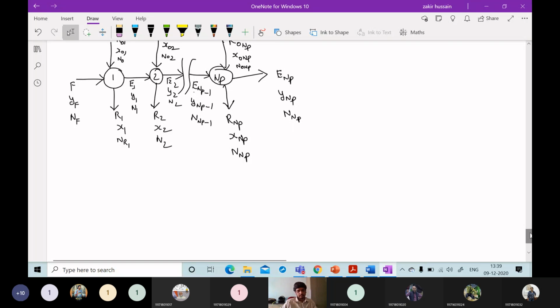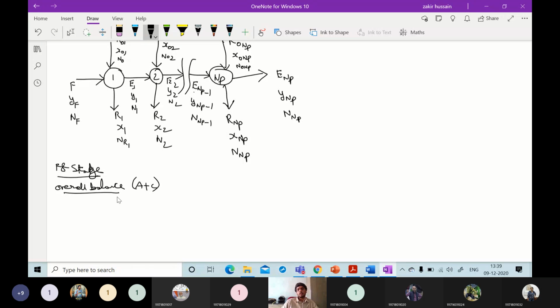Yes, sir. For stage one, for single stage, we already derived that one. Once again, I'm going to apply this. So see the overall balance. Overall solution balance means A plus C. So here the notation scheme is F is equal to A plus C, R is equal to A plus C, E is equal to A plus C, this R1 is equal to A plus C. So that one only we are going to consider here.